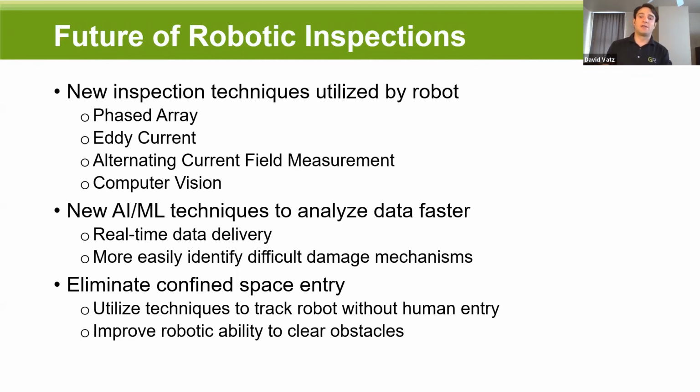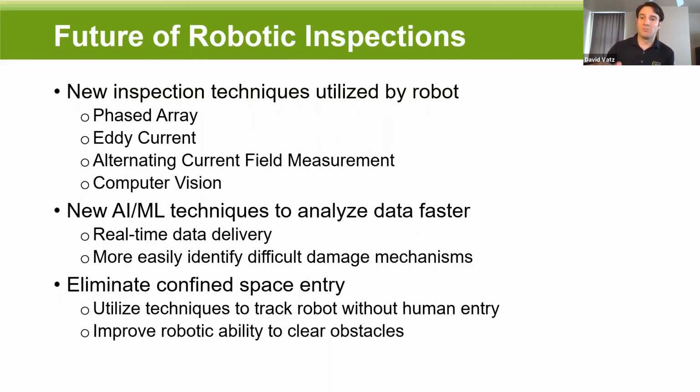In addition to that, there's a lot of work being done in the industry right now on AI and machine learning techniques, both to analyze data faster and also to produce more relevant information. The first thing that we're looking at is getting true real-time data delivery, so less processing has to occur after we've done a robotic scan. And then also utilizing advanced techniques to more easily identify difficult damage mechanisms, things like hydrogen damage, underdeposit corrosion, underside deposits, and things of that nature.